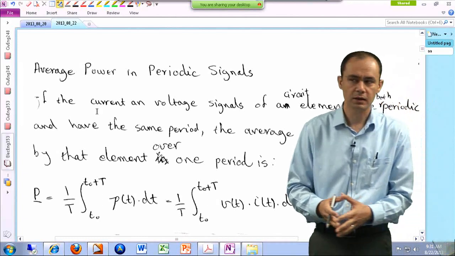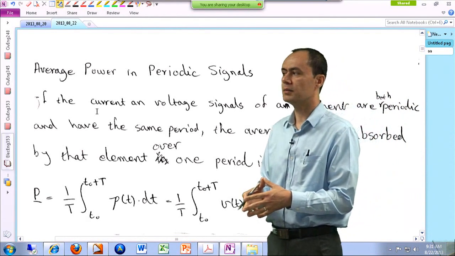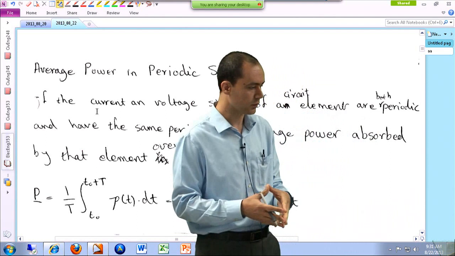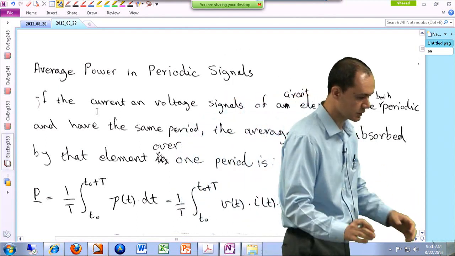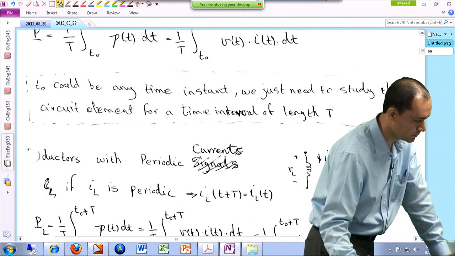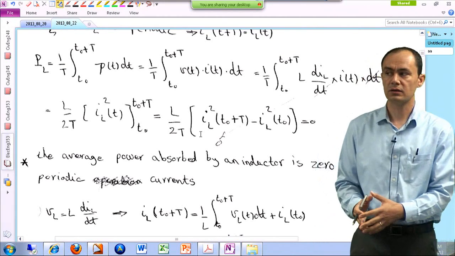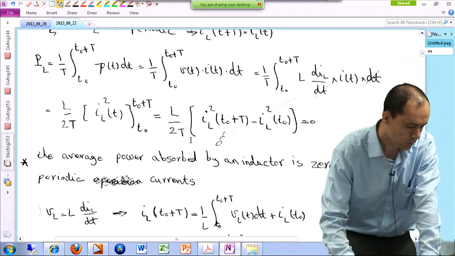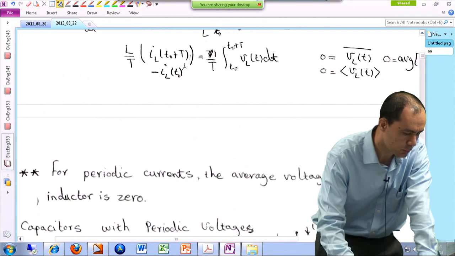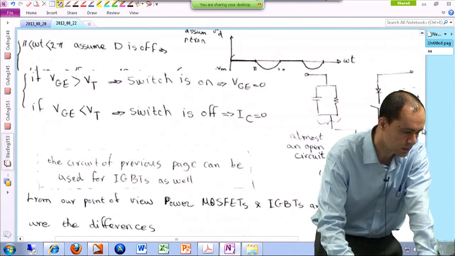Then we looked at what if we have a periodic current waveform for an inductor, for instance. As it turns out, if the current of an inductor is periodic, there won't be any power absorbed by that inductor, and the average value of the voltage drop across that inductor is 0.